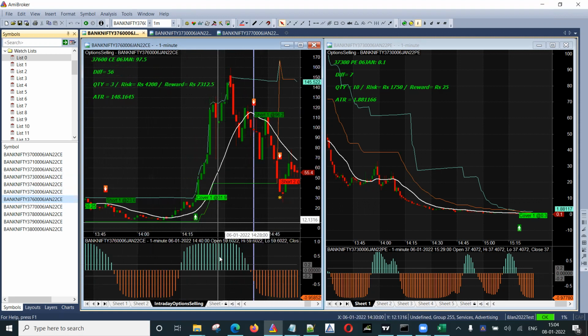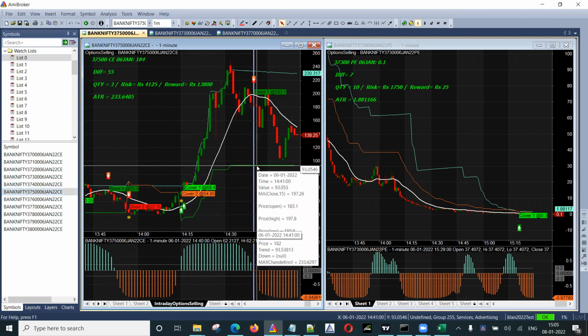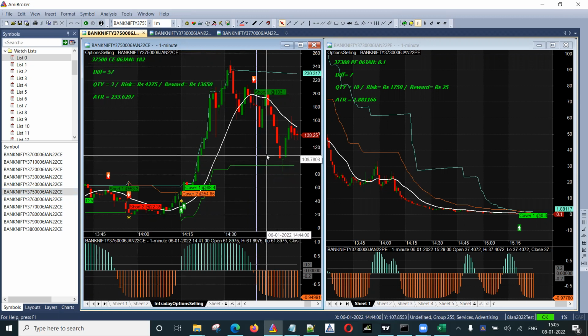What is the oscillator saying? Oscillator says that okay, you can definitely sell. So let me go to 37,500 and see the risk reward. Okay, risk reward is again more than 2, and oscillator is red, and you can sell on this bar or on the next bar, which is at 182.